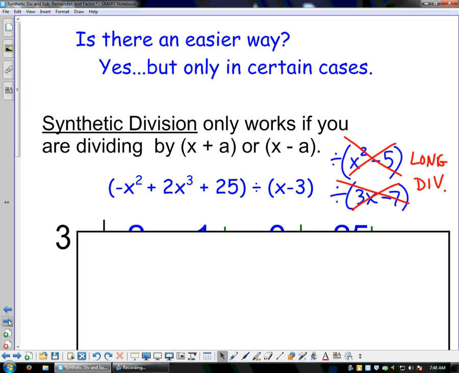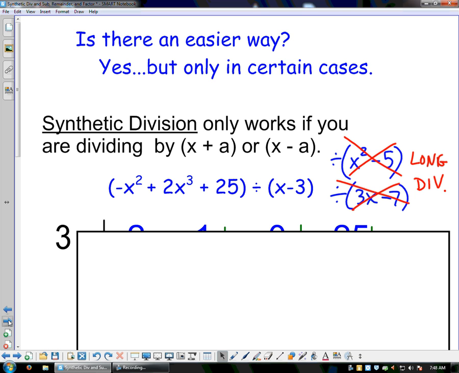So let's see if this first example would work. In this first example, we have negative x squared plus 2x to the third plus 25 divided by x minus 3. I notice it's in that form of x minus a, or x minus 3. So we're going to set up our notation for synthetic division. The first thing I notice is my dividend here is not in standard form.